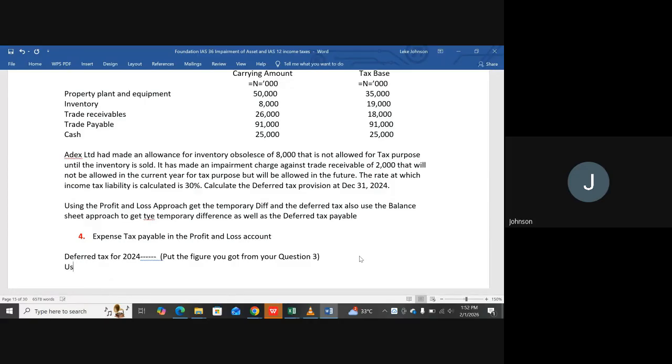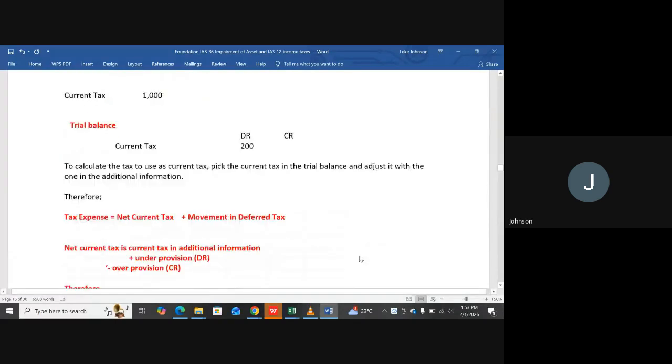So using the information below, calculate deferred tax for the current year, or 2025. So use the information below now to calculate the deferred tax for the current year.